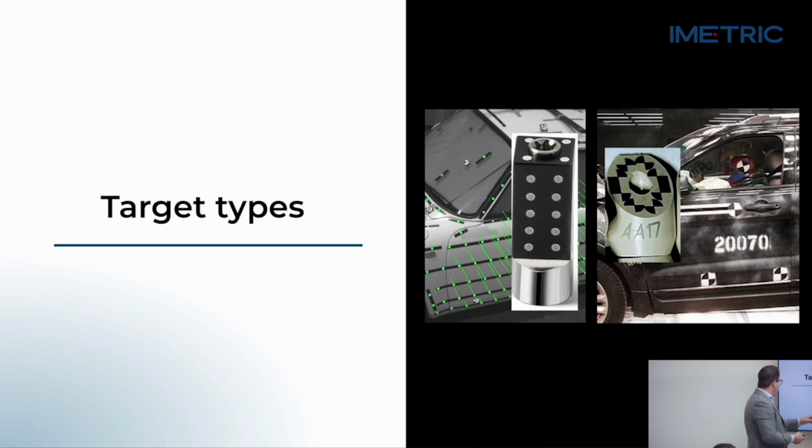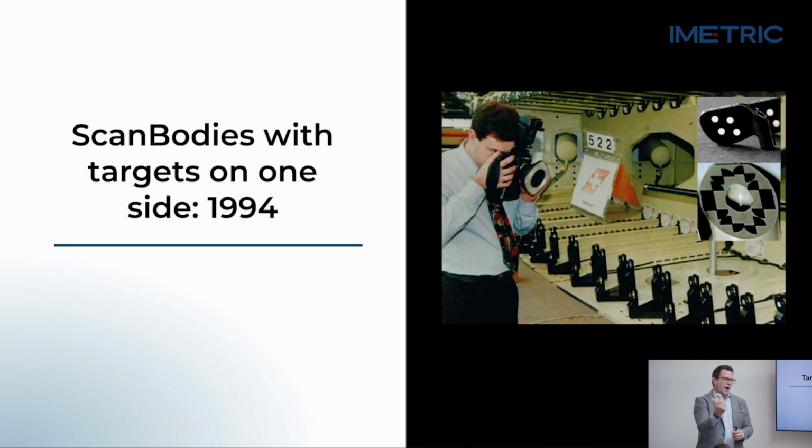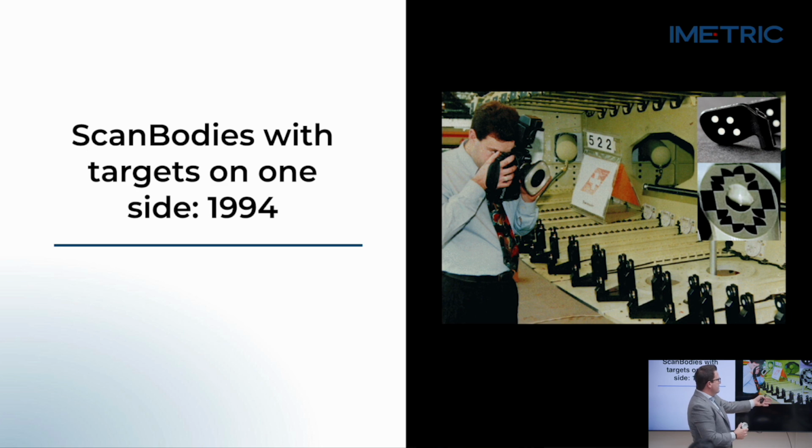When you talk about photogrammetry, and you'll see this when we do the hands-on today, the target type is very important. So you've probably heard these referred to as dominoes before, the scan bodies that we use. There are different target types depending on the type of photogrammetry that you're using. So back in '94, they were using single surface targets or scan bodies to take their information.